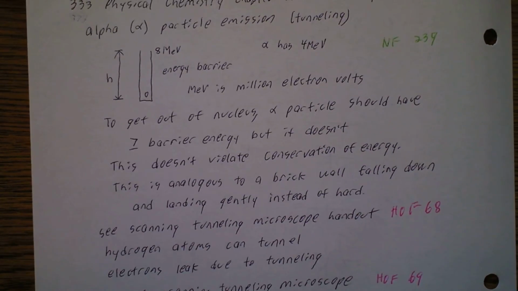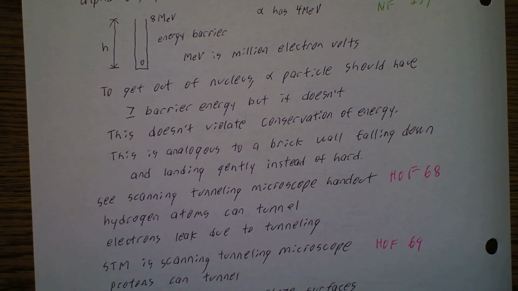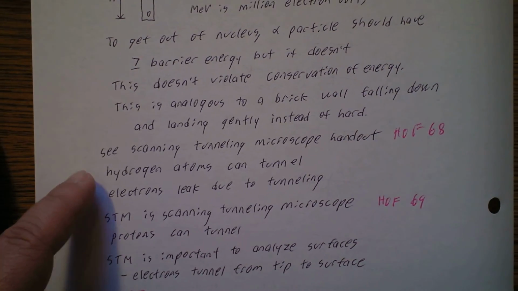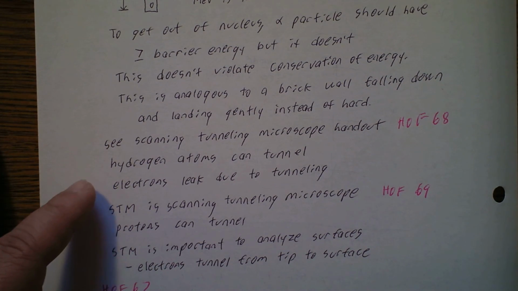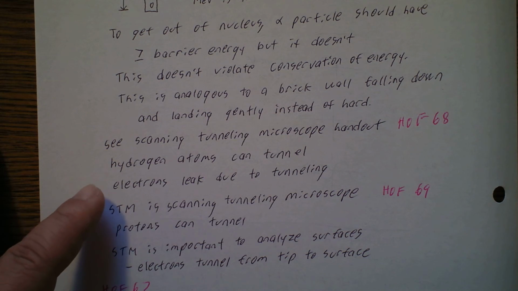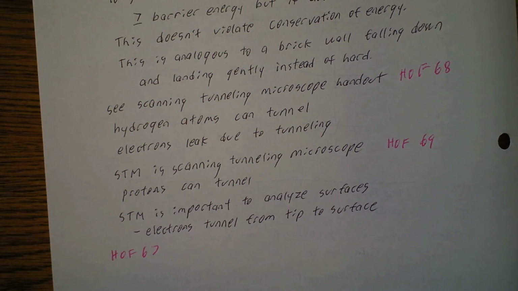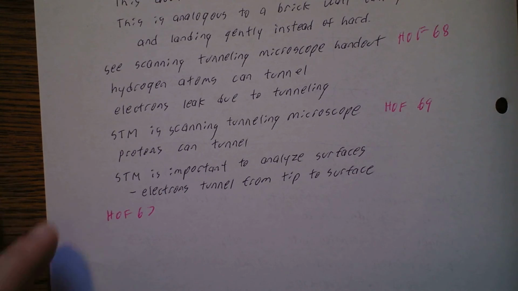Now this doesn't violate conservation of energy. So this is like if you have a brick wall falling down and then somehow it just lands gently instead of falling hard. So see the scanning tunneling electron microscope handout. So hydrogen atoms can tunnel too. And electrons also leak due to tunneling. Now STM is a scanning tunneling microscope because protons can tunnel. And the STM is important to analyze surfaces because electrons tunnel from the tip to the surface.